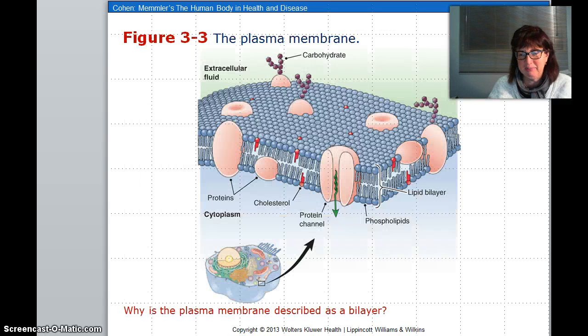When you look back to the plasma membrane, here you have a channel. This green molecule will move through based on high concentration to low concentration. It needs a channel for it to go through, but no energy is required to get it through. It just moves from high concentration to low concentration.